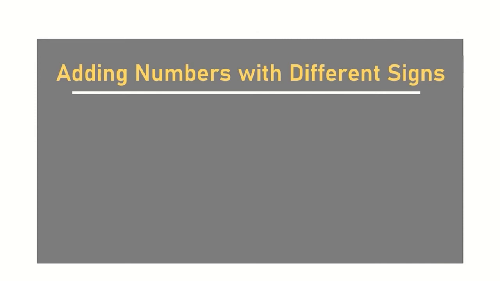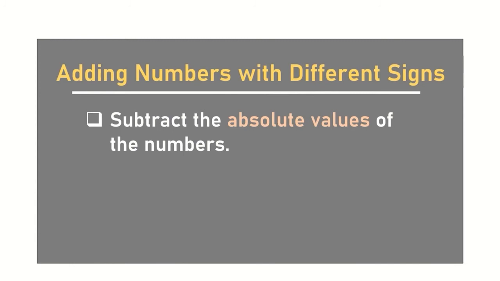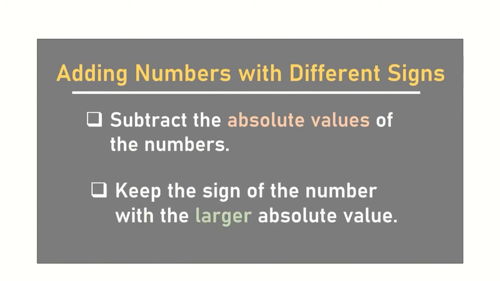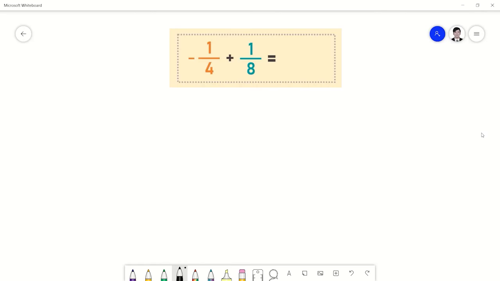Now, our second rule: when we add numbers with different signs, you need to subtract the absolute values of the numbers and keep the sign of the number with the larger absolute value. For example, we have here negative 1/4 plus 1/8. If you notice, the sign of the first number is negative while the other one is positive. That means we follow the rule that I have just mentioned. You get the absolute value of each number, but this time you need to subtract them.